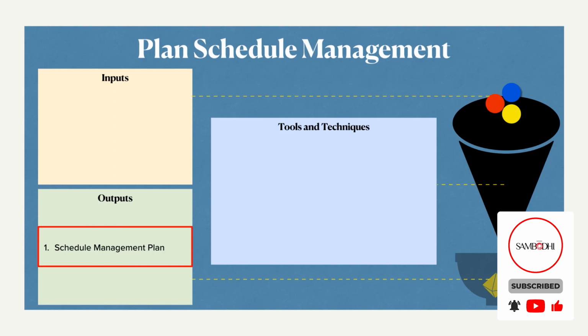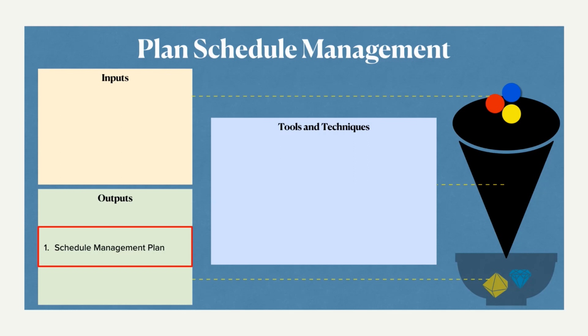So this is our goal for this process. We have to create the schedule management plan. Do you all remember the project management plan had so many components, right? It had 10 components, in all the 10 knowledge areas. So this is one of the components of that final project management plan. So without the schedule management plan, the overall project management plan cannot be completed.